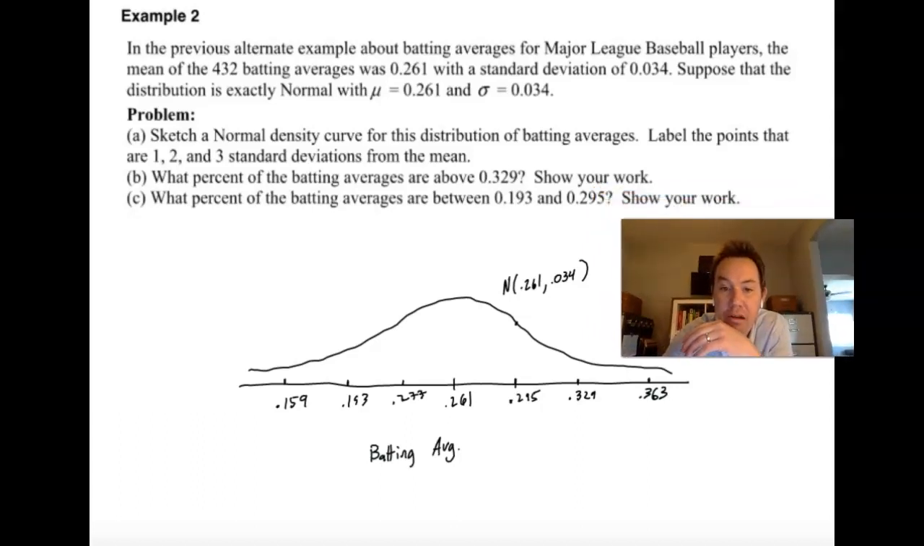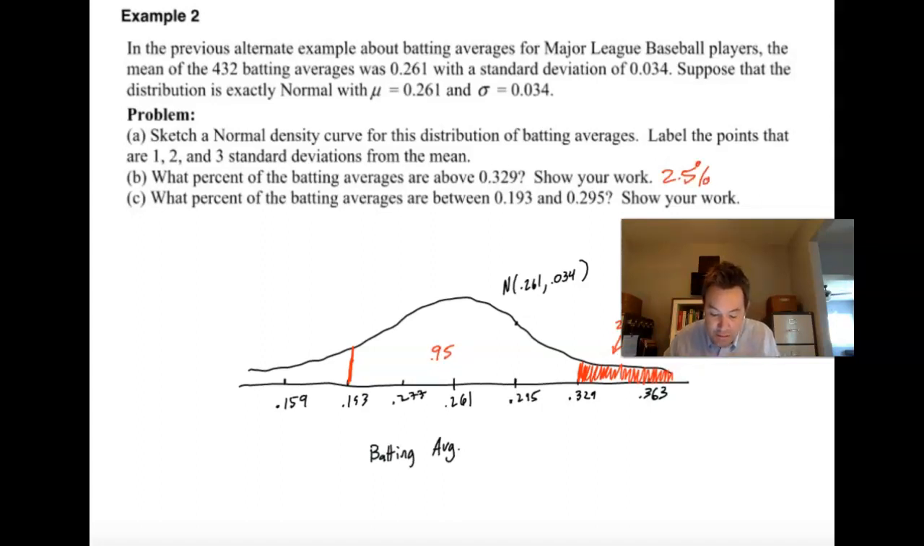Part B, what percent of the averages are above 0.329? We'll shade what they're looking for. Notice that 0.329 is 2 standard deviations above the mean. And so using the 68, 95, 99.7 rule, we know that in this enclosed area is 95% of the data, meaning there's 5% left total in the tails, meaning there's 2.5% in one tail. All right, so our answer to B is 2.5%.